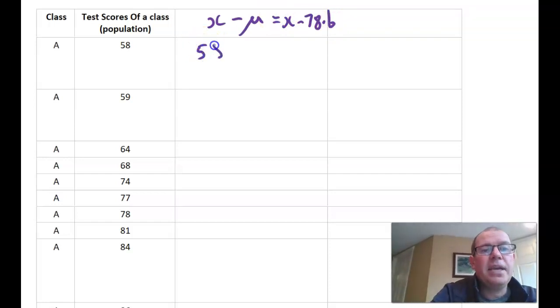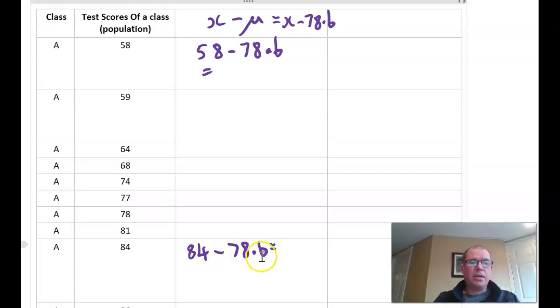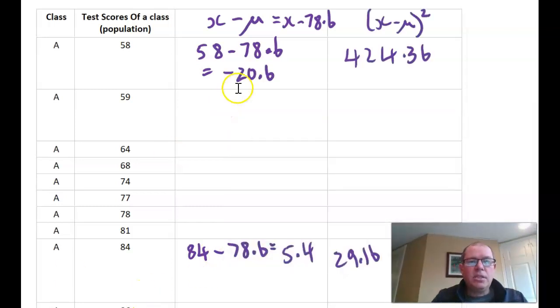So I'll take this 58 and minus 78.6, and I get an answer. I'll write that down in a minute. And I'm going to pick a number bigger than 78.6 here, 84 minus 78.6, and I'll write the answer down in a minute. So you can see what I've done here: I did 58, this test result this person got, minus the mean, and I found that this person is 20.6 points below the mean, so negative 20.6. This person here was higher than the mean. 84 minus 78.6 is 5.4.